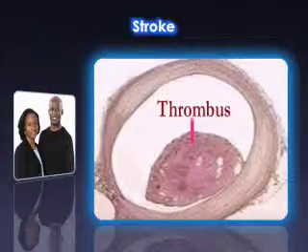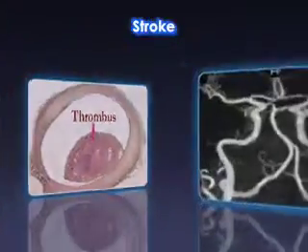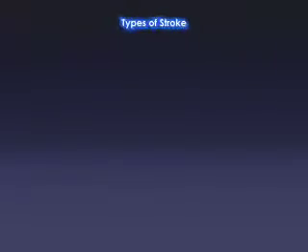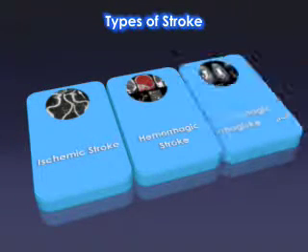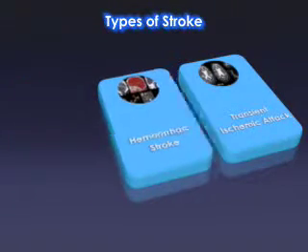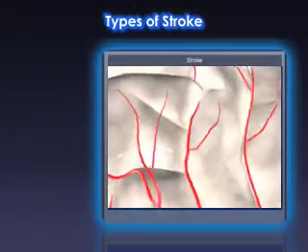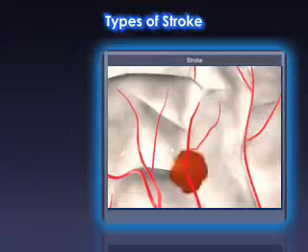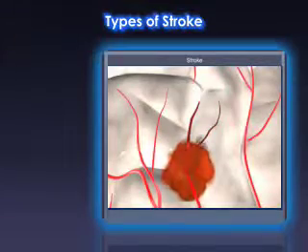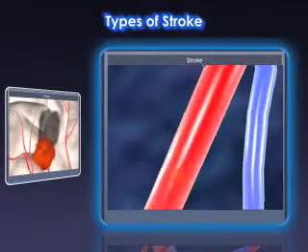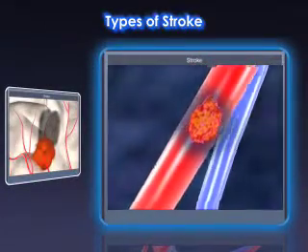A stroke occurs when there is a blockage of blood flow or bleeding in the brain. There are 2 major types of stroke: ischemic and hemorrhagic. Ischemic stroke occurs due to the blockage of a blood vessel supplying the brain. Ischemic stroke is the most common type of stroke, with 80% of all strokes falling under this category.